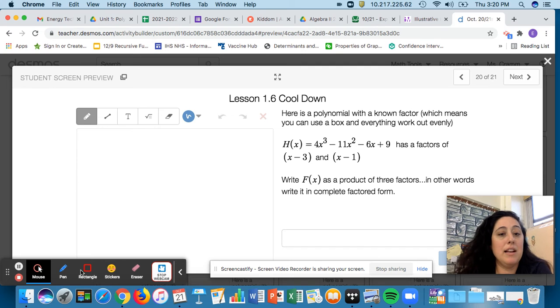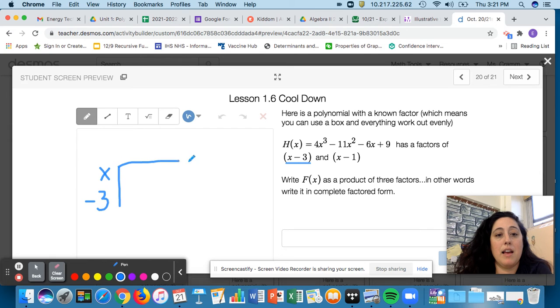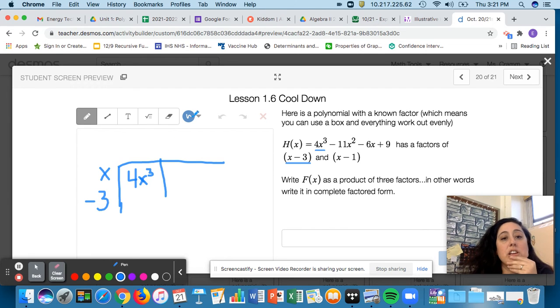Okay. So again, I'm just going to choose one of the factors to start with, and I'm going to say x minus 3. And then what I am factoring starts with a 4x to the third. So that gets to go in the top left-hand corner. All right, so let's change colors. Okay, so x times 4x squared would give me 4x to the third.